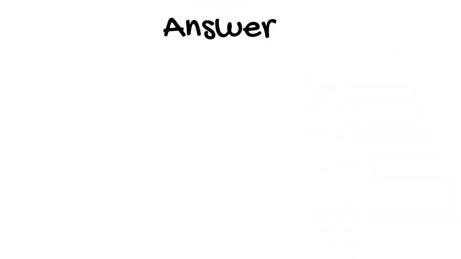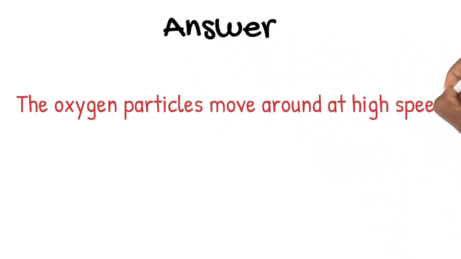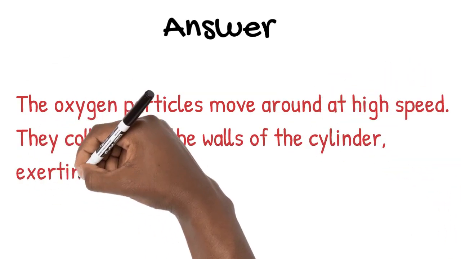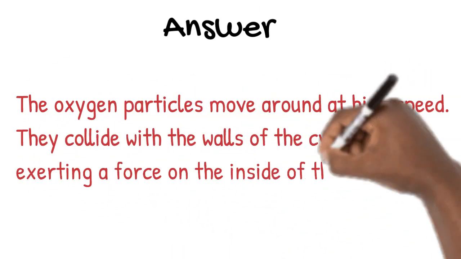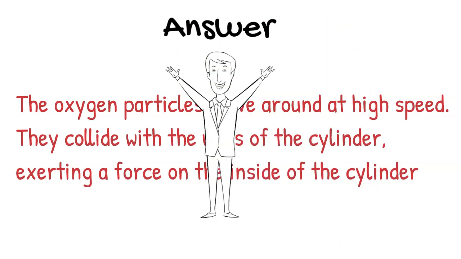Well, to answer this, you have to know that the oxygen particles move in all directions really quickly and are able to collide with the walls of the cylinder with such high force, meaning they can exert pressure onto the cylinder. I hope you were able to answer this question.